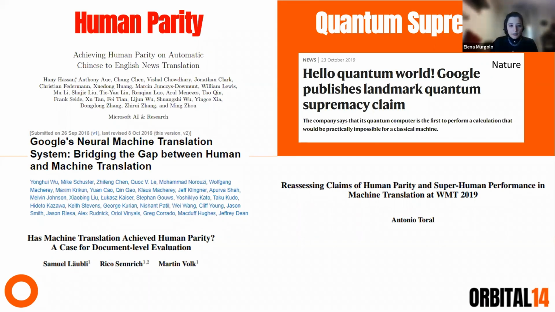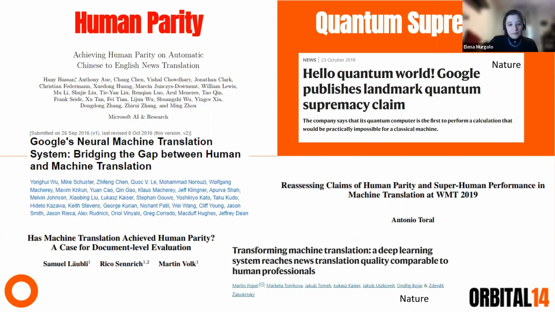The problem here is that these two papers reached the press, and it's catchy. Again, the name human parity and the concept of human parity is quite catchy. So if it is presented to the wider public, it catches on. There is, however, between the two concepts, a few differences.